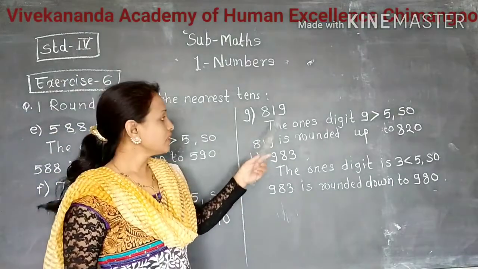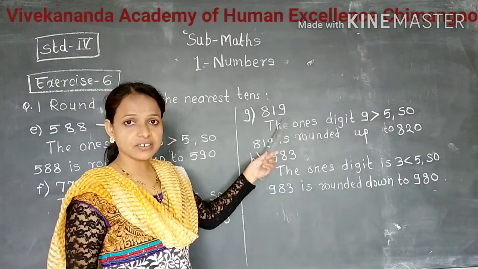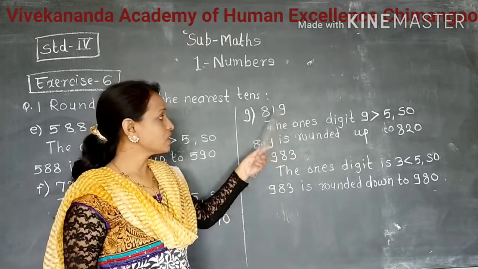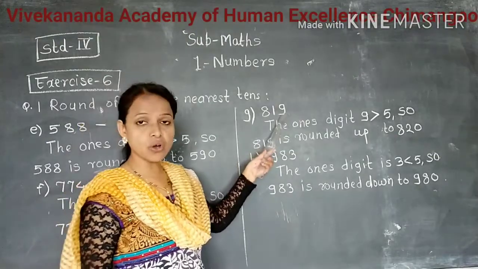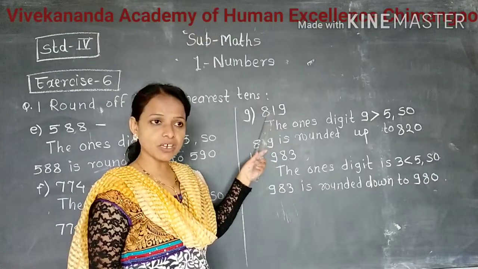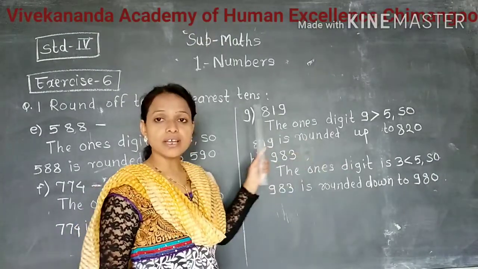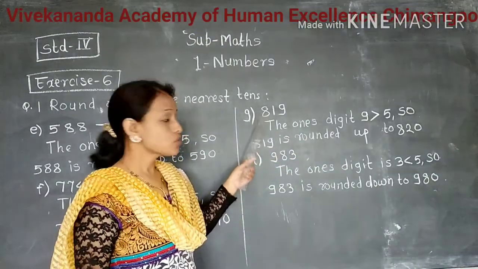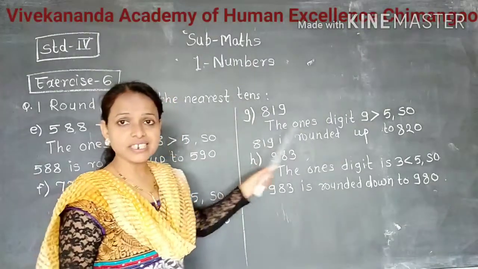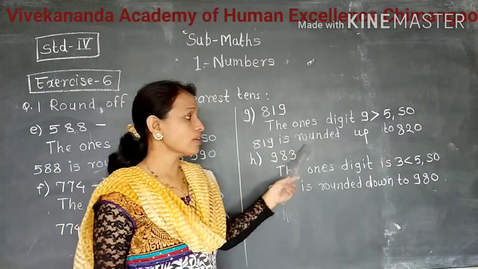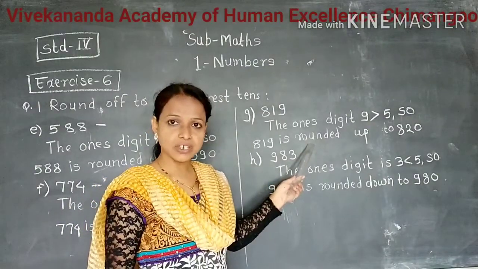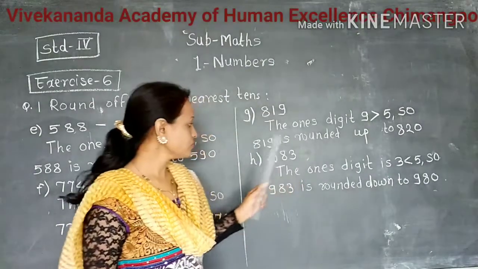Next, 819. Here the ones digit 9 is greater than 5. So the ones digit is replaced by 0 and the tens digit is increased by 1. So 1 plus 1, 2, and the remaining keeps the same. So what is our answer? The ones digit 9 is greater than 5. So 819 is rounded up to 820 because it is greater.